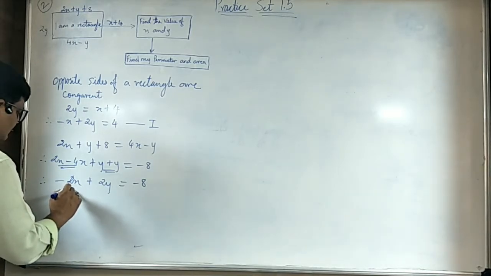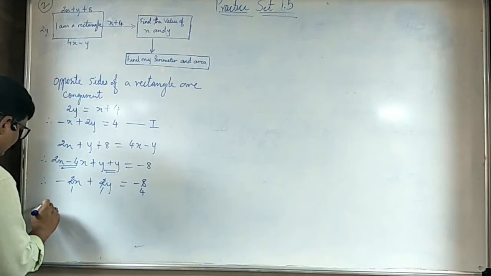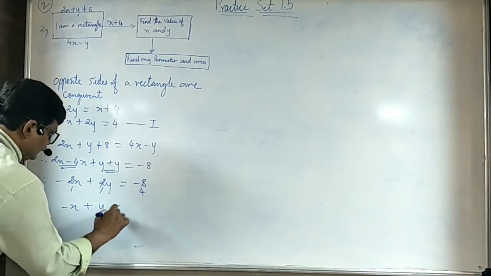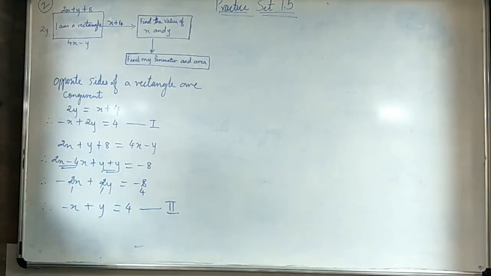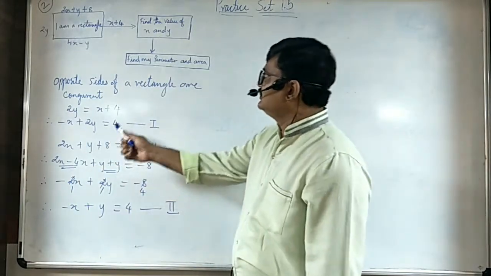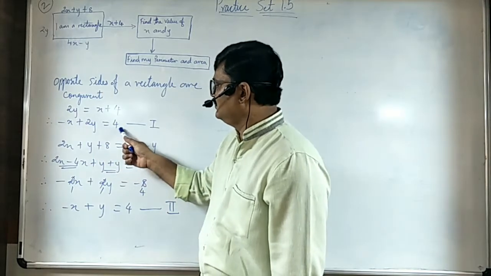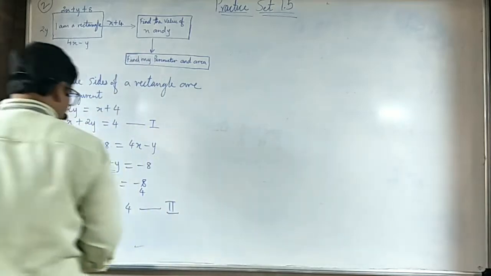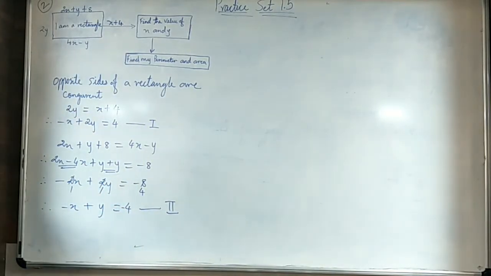So can I divide this by 2? 2 1 the 2, 2 4 the 8. So I'll be getting this equation: minus x plus y is equal to 4. And that's now the second equation. If you check this out carefully, I got equation number 1, minus x plus 2y is equal to 4, and minus x plus y is equal to, I have not written one thing, it will be minus 4.